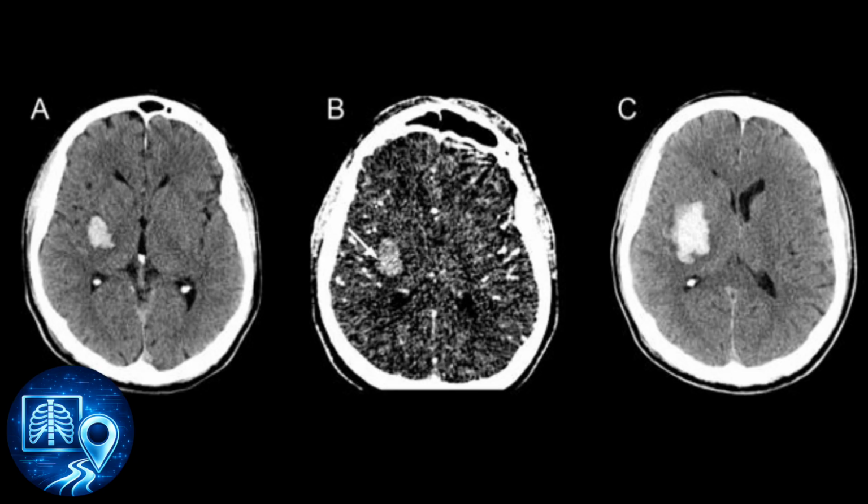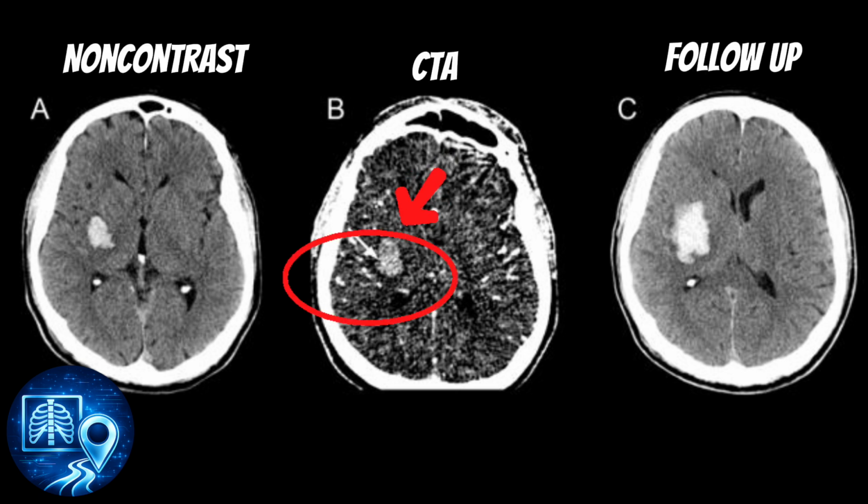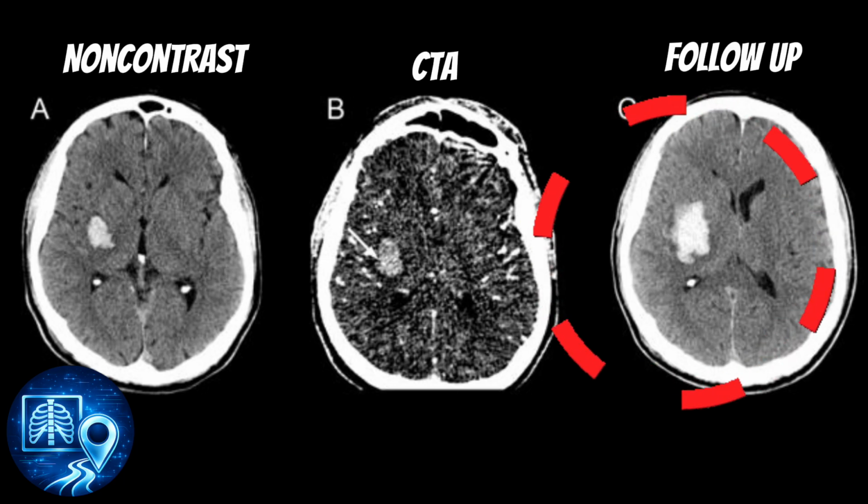Next, the spot sign. On CTA, you see a focus of contrast within a hemorrhage that is not present on the non-contrast scan. That represents active contrast extravasation. This is the spot sign, and it predicts hematoma expansion. In this case, follow-up imaging shows the hemorrhage enlarging. These patients can worsen rapidly and need urgent management.